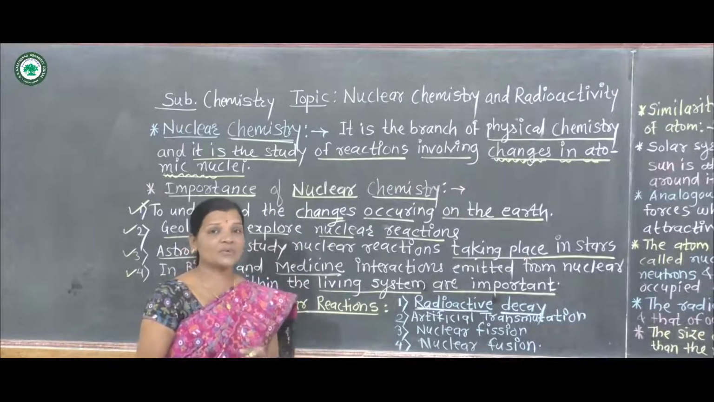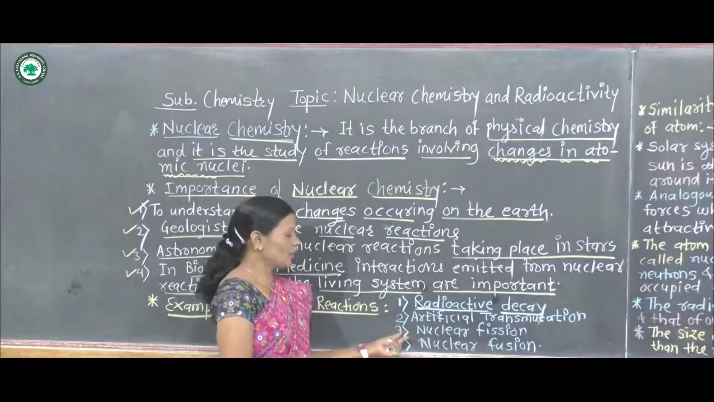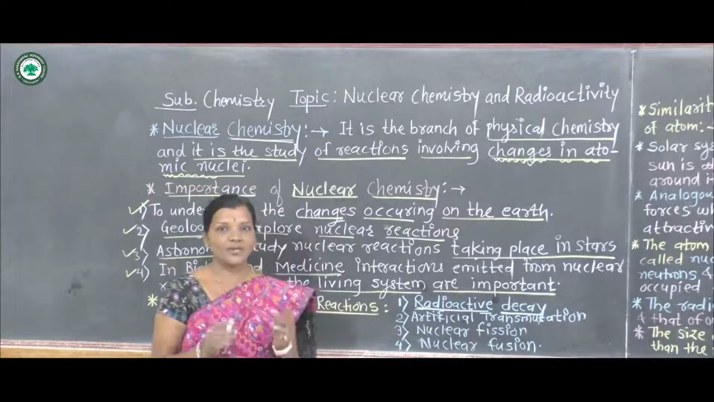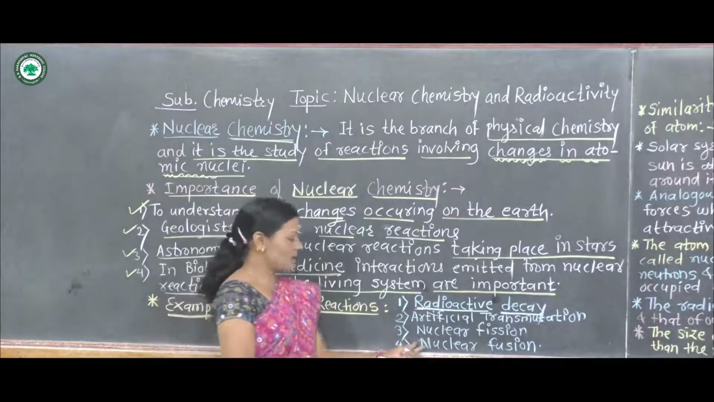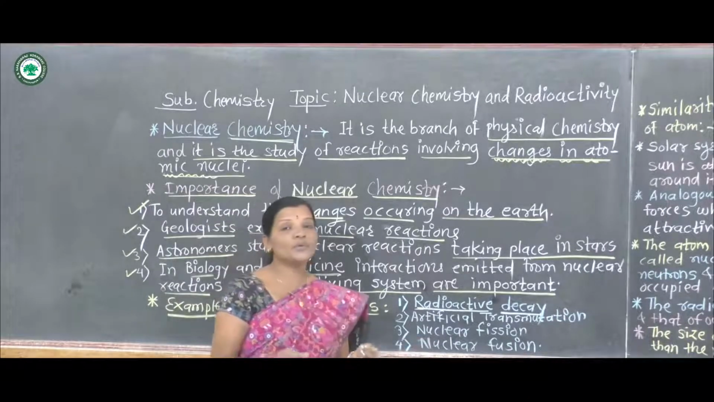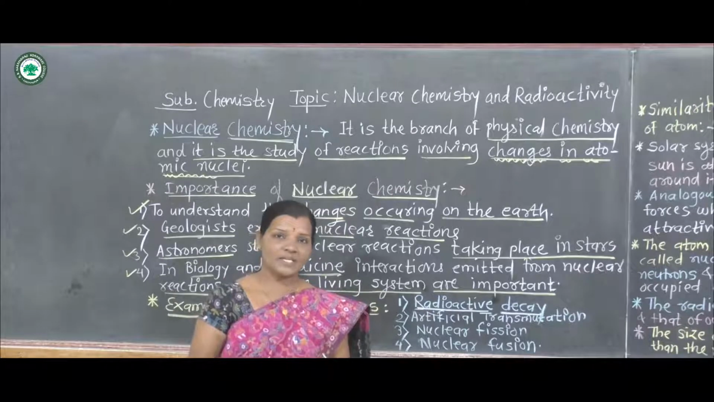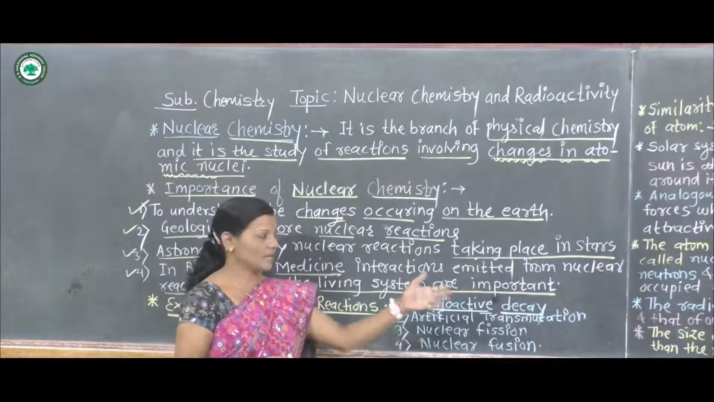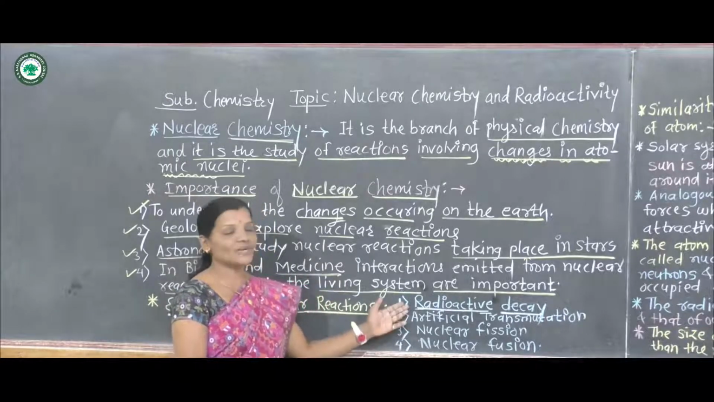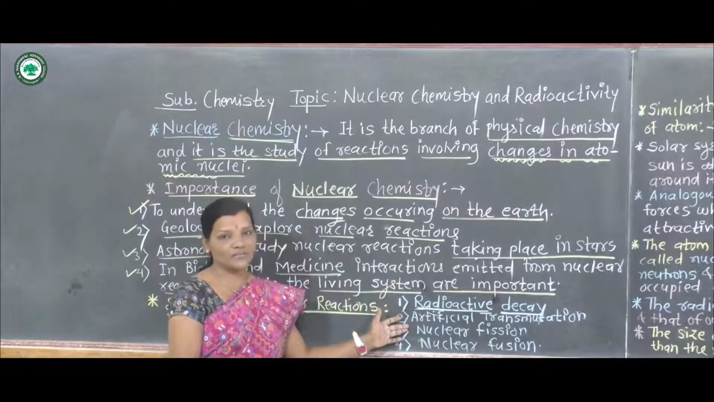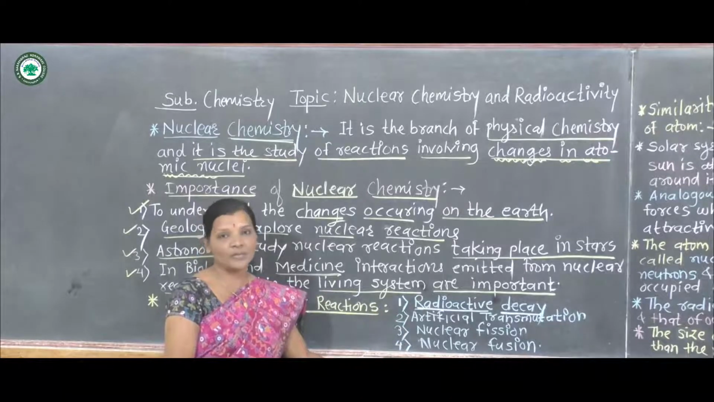The second example is artificial transmutation. Here transmutation of the nucleus takes place, and that is artificial. Then nuclear fission takes place, where the nucleus undergoes nuclear fission type of reactions. The fourth type is the nuclear fusion reaction, where nuclei fuse, and we will study that in detail in the next concept. So the examples are: first radioactivity, second artificial transmutation, third nuclear fission, and fourth nuclear fusion reactions.